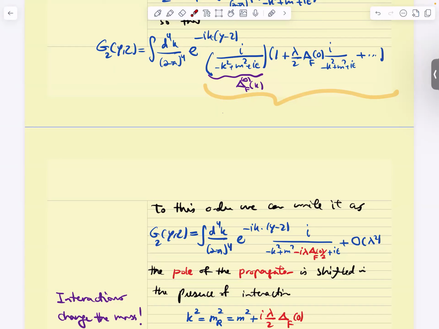So m squared is m naught squared plus a correction that is this guy, minus i lambda delta f of 0 over 2. Yeah, that is the actual physical mass, when you go and measure the mass. Well, okay, we've not talked renormalization group yet. So yeah, this is infinite. The issue you're pointing out is that the correction is infinite. That's what you're saying.